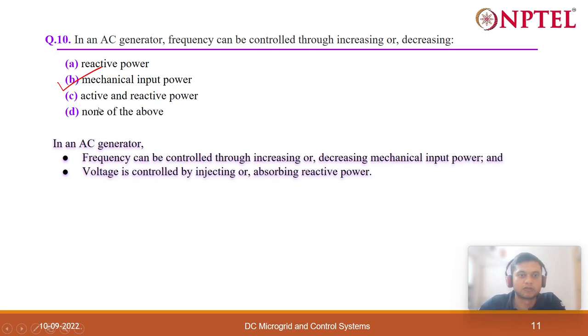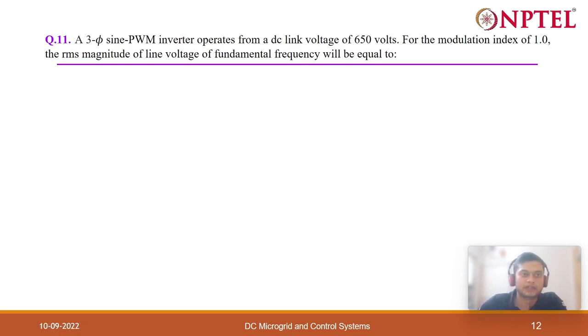Now let us solve one numerical type problem. A three-phase sine PWM inverter operates from a DC link voltage of 650 volts. For the modulation index of 1.0, the RMS magnitude of line voltage of fundamental frequency will be equal to. We have solved this type of problem in the last tutorial session also.